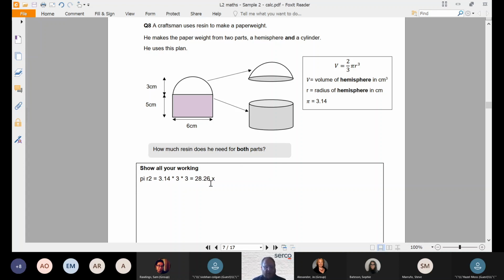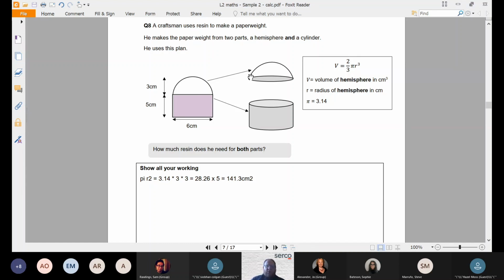And we need then times that by the height, so that's the area of the bottom, times it by the height, which is 5, gives us 141.3, and we're working in centimetres, and they're cubed. So I've put my information there, and I've put the formula, and I've worked out the bottom part of that paperweight is 141.3 centimetres of resin.